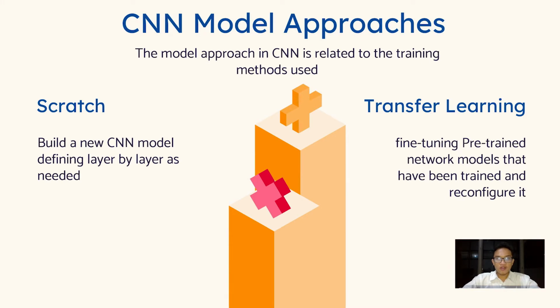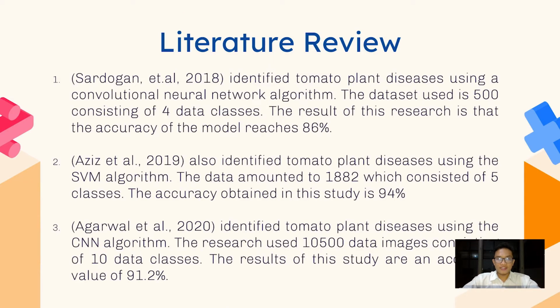There are two types of approach for training the CNN model: by scratch, or build a new CNN model, or transfer learning by fine-tuning the pre-trained network. We adopted some literature as the basis of the research. Sardukan et al. 2018 identified tomato plant disease using a convolutional neural network algorithm with 500 data by 4 classes, and the result is 86% accuracy.